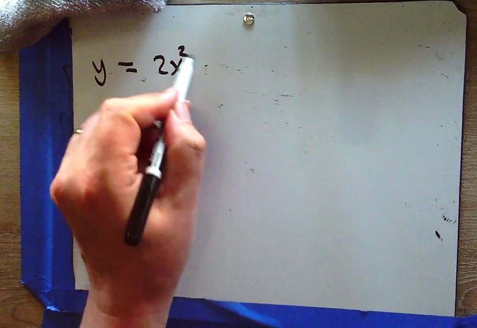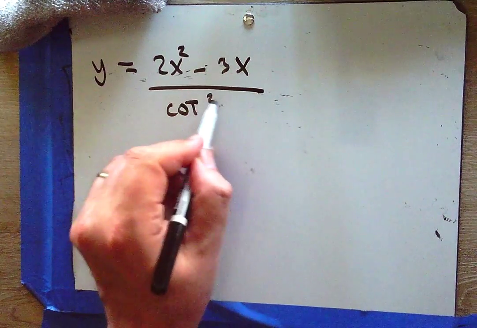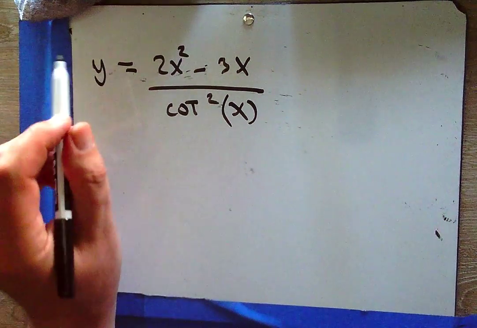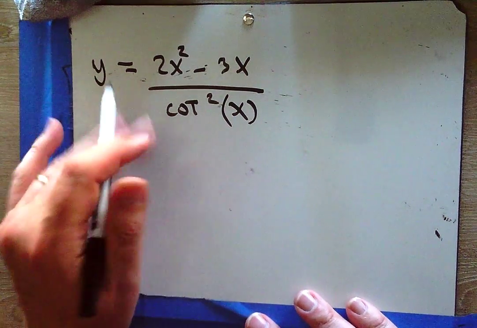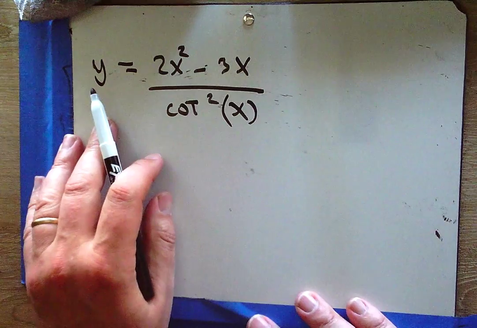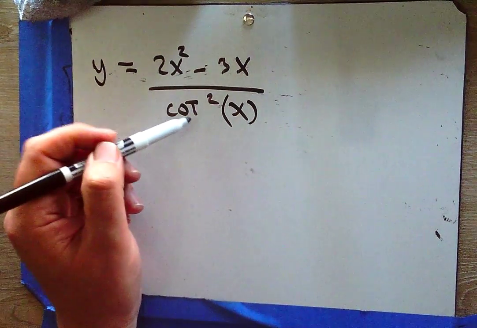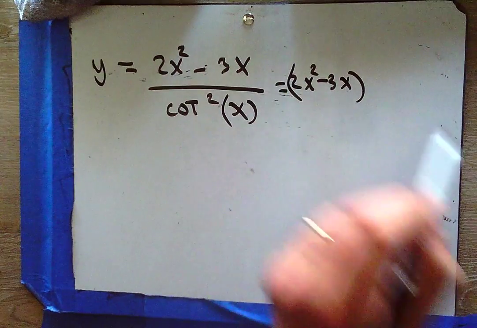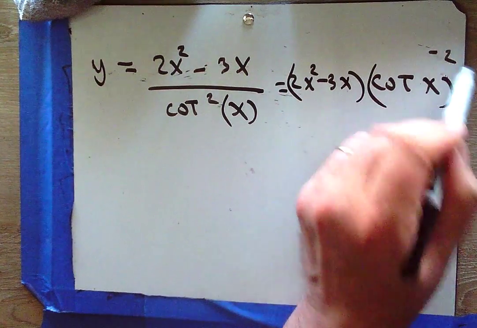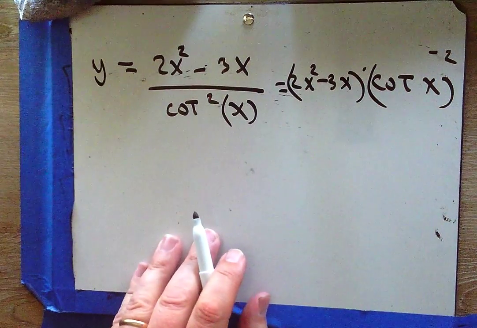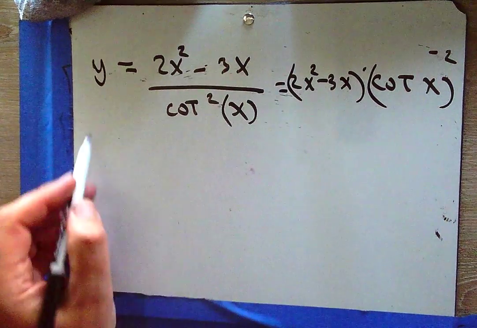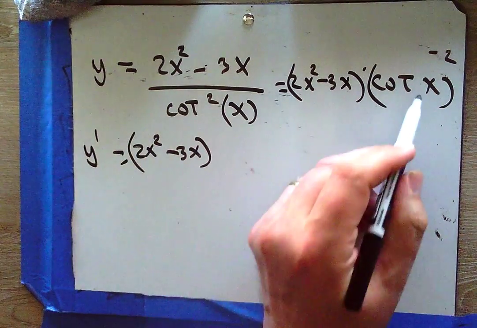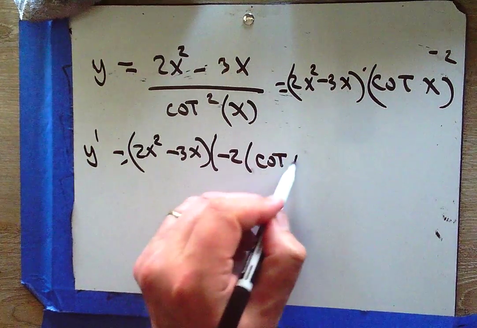y equals 2x squared minus 3x over cotangent squared x. I see Mr. Kukla being just mischievous. So, I don't know. What do you want to do? Do you want to use quotient rule? Do you want to flip it up and have a negative 2 exponent? I think I do. So either we're going to use the quotient rule like this, or we're going to flip this up so that the problem reads 2x squared minus 3x times cotangent x to the minus 2. Or we're going to use product rule here. I prefer product rule. So y prime is going to be this times the derivative of that, 2x squared minus 3x times the derivative of that, which is going to be negative 2 cotangent x to the negative 3.